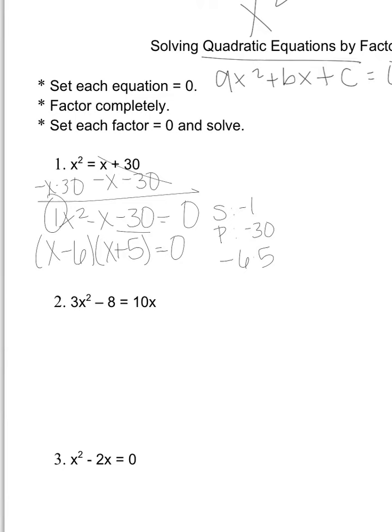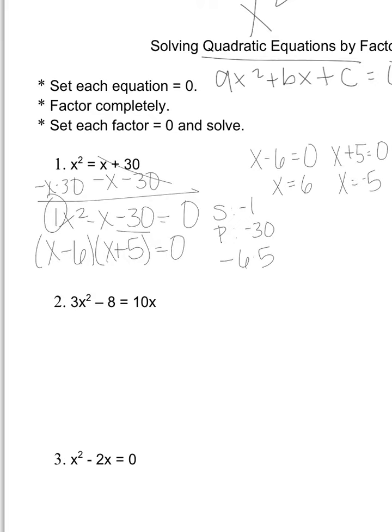Okay, so once you have factored completely, so factored until you can't factor anymore, you're going to set each one of your factors equal to 0. So I'm going to have x minus 6 equals 0. When I solve for x, I get x equals 6. And then the other one, x plus 5 equals 0. When I solve for x, x would equal -5.